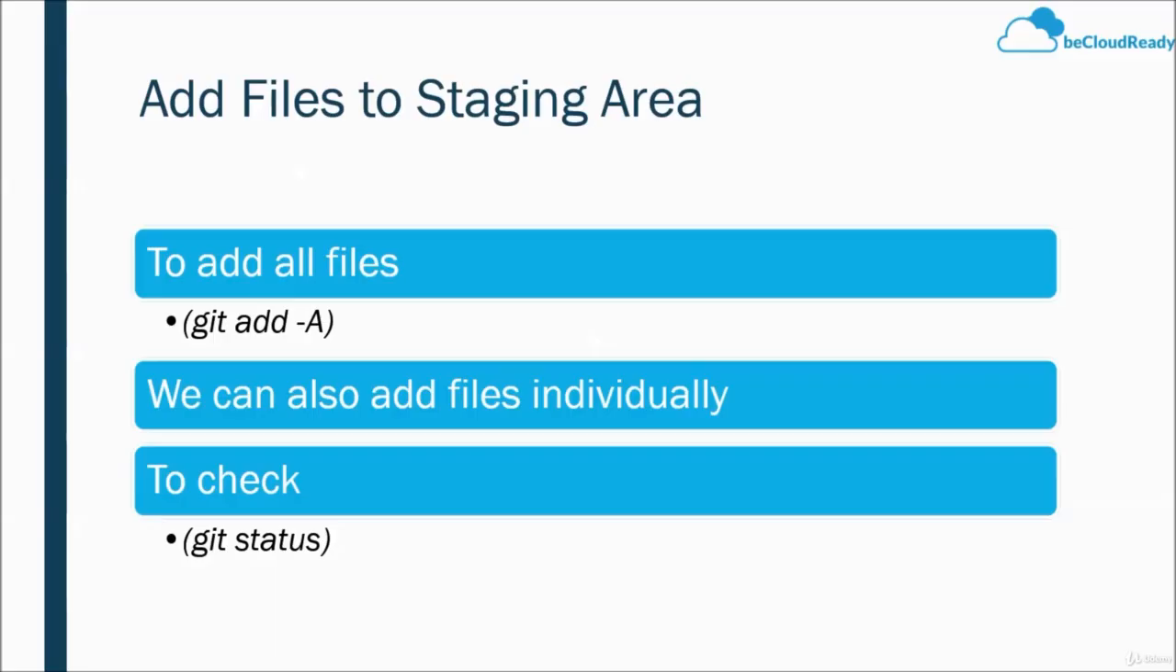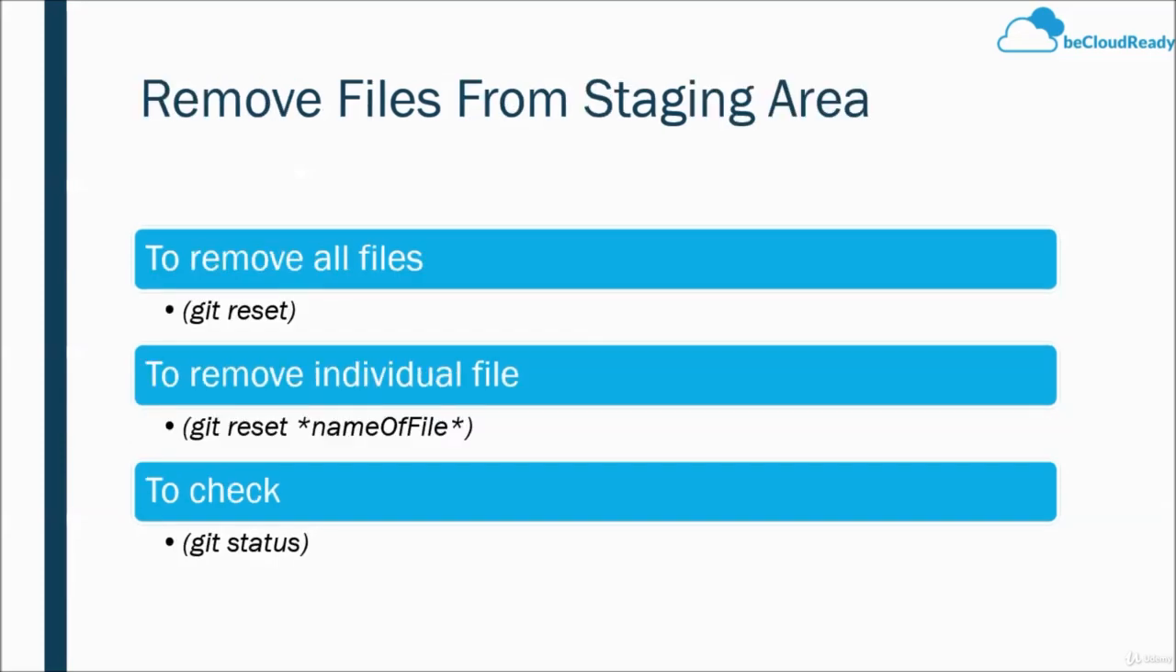So yeah guys, to recap, what we did to add all files to our staging area is the git add -a command. We can also add files individually by writing the name of the files. And then obviously we did a git status to make sure that all files were added. Similarly, we can do a git reset command to remove all files, or to remove individual files, we can do a git reset and then the name of the file. To check, we can use git status once again.